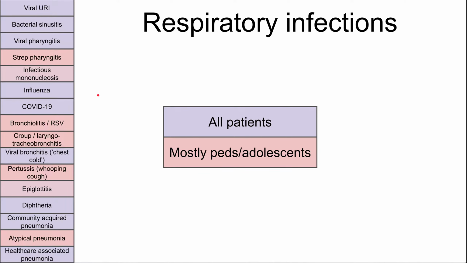Another way to group these diseases is according to the patients that they typically affect. So some affect all patients, like everybody can get a common cold, that's a viral URI. Some affect mostly pediatric patients or adolescents. That's like strep throat. That's usually seen in kids between 3 and 15 years of age.